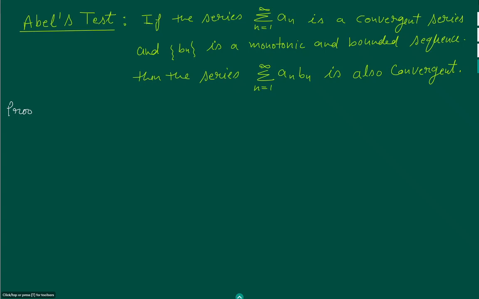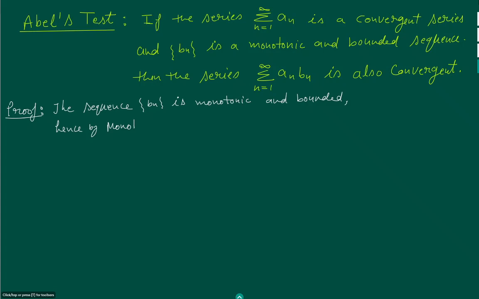So how do we prove this Abel's test? The sequence Bn is monotonic and bounded. Okay, this is given to us. Hence, by monotone convergence theorem, the sequence Bn is convergent to its LUB. If you have a monotonic sequence, every bounded monotonic sequence is convergent. So since Bn is monotonic and bounded, by monotone convergence theorem, Bn is convergent to some number B.